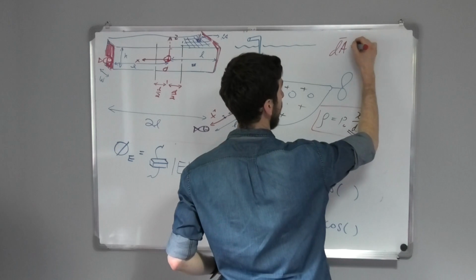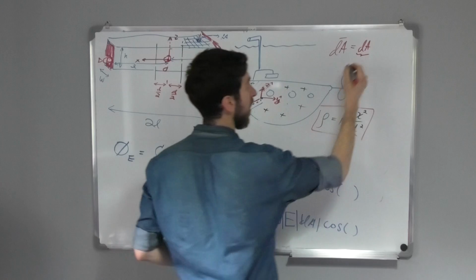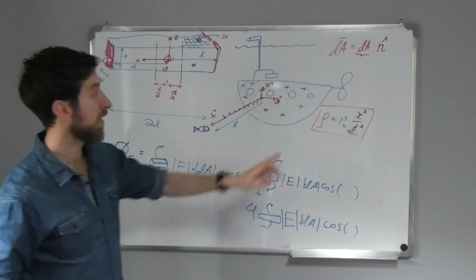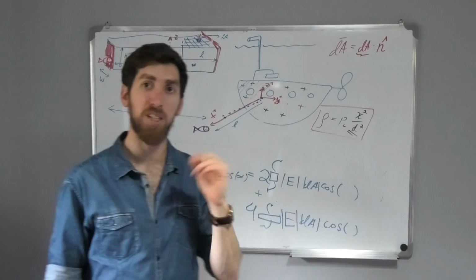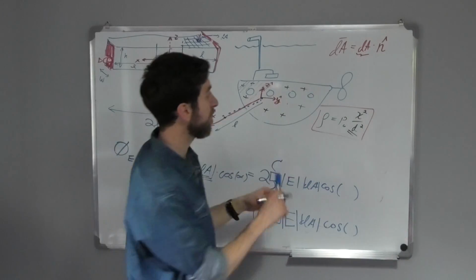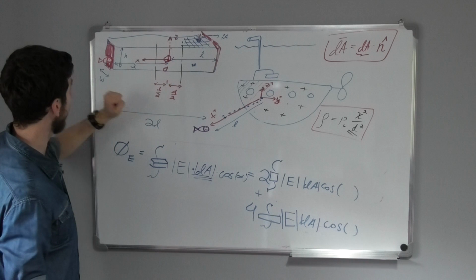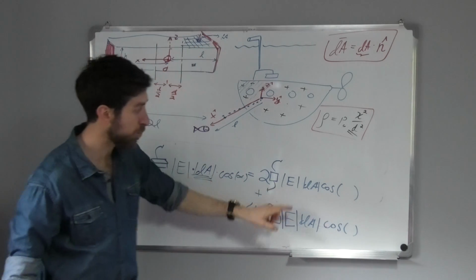dA is a vector which has magnitude dA, the small area, multiplied by the normal direction. This is how you define dA. Those of you that already took fluid mechanics are familiar with that, but let's do it slowly. So this is dA, perfect. And right now we want to calculate what each one of them equals.